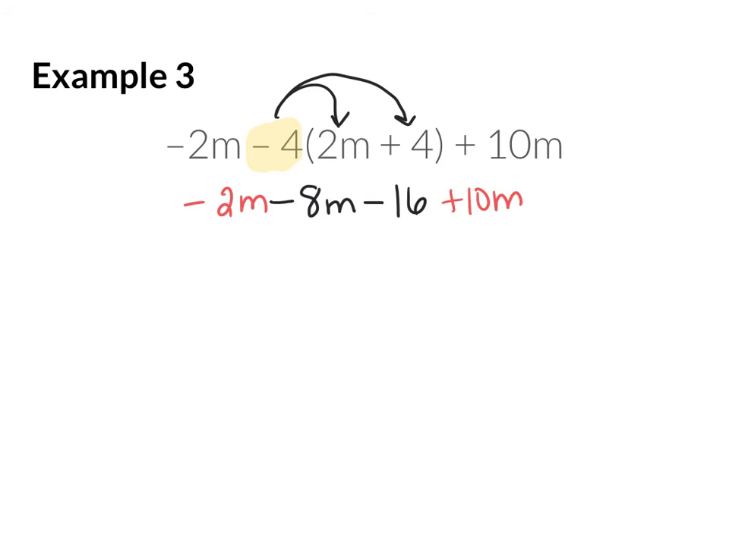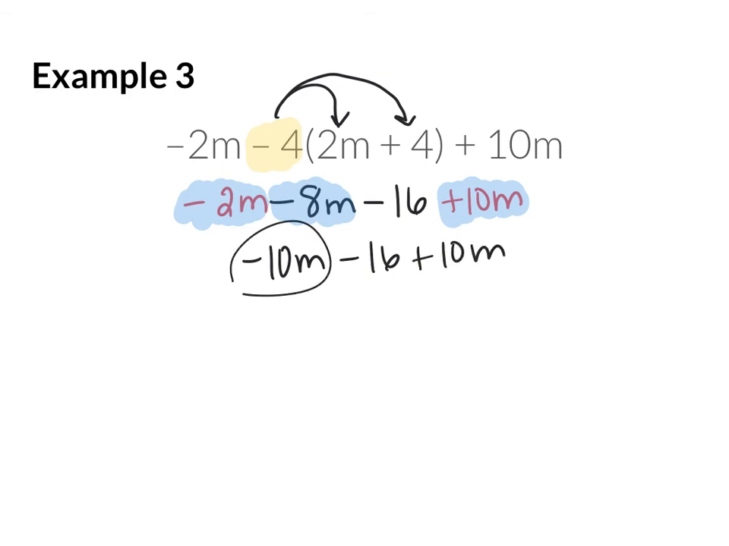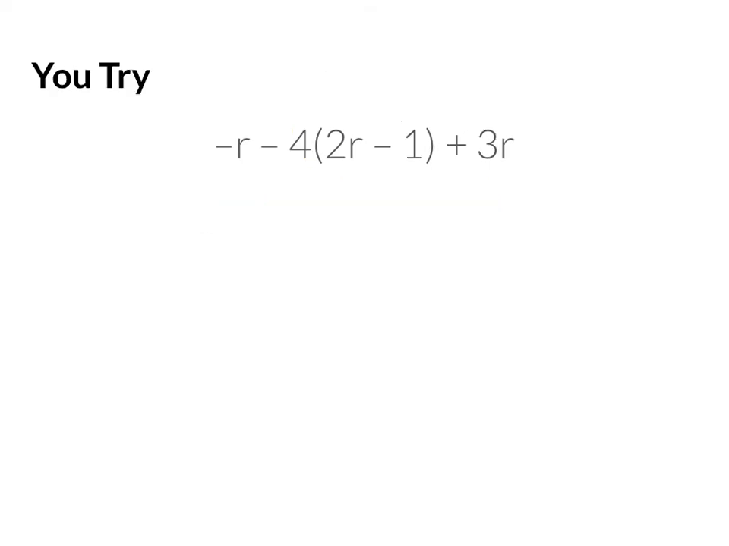Now I'm going to be combining my like terms. I combine all my m's, a negative 2m, a negative 8m, and a positive 10m. Negative 2 and negative 8 give me negative 10m. But then when I combine that with that positive 10m, that gives me 0m's minus 16. Well, if I have 0 times anything, it doesn't matter what that number is. It just gives me 0, giving me negative 16 for my final answer.